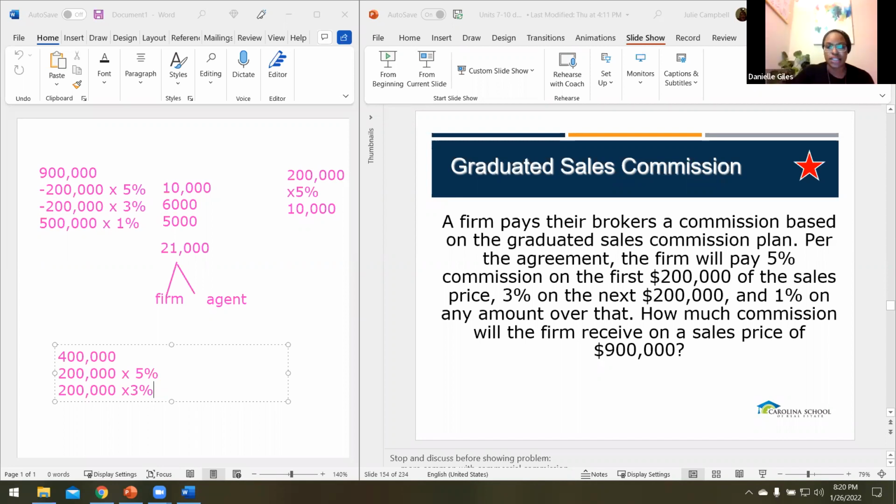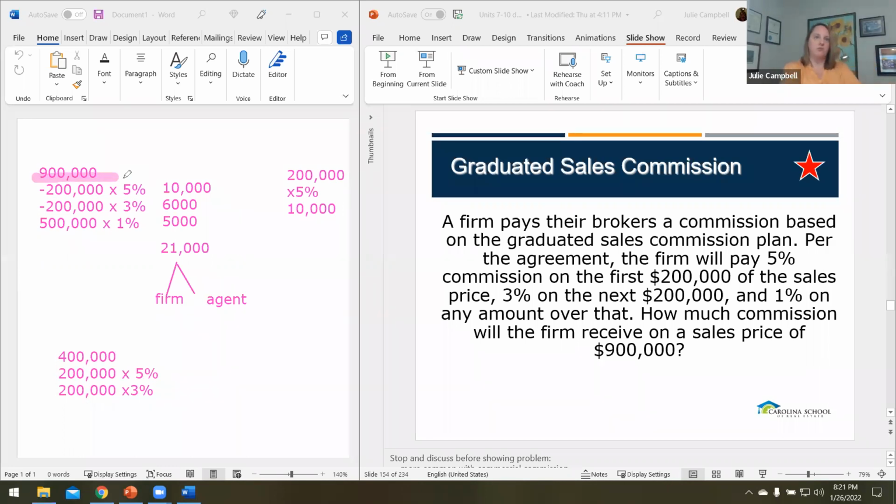So all of your things need to add up, Julie. All of those things essentially need to add up. All those tiers need to add up too, because it all starts here. It all starts with the $900,000.